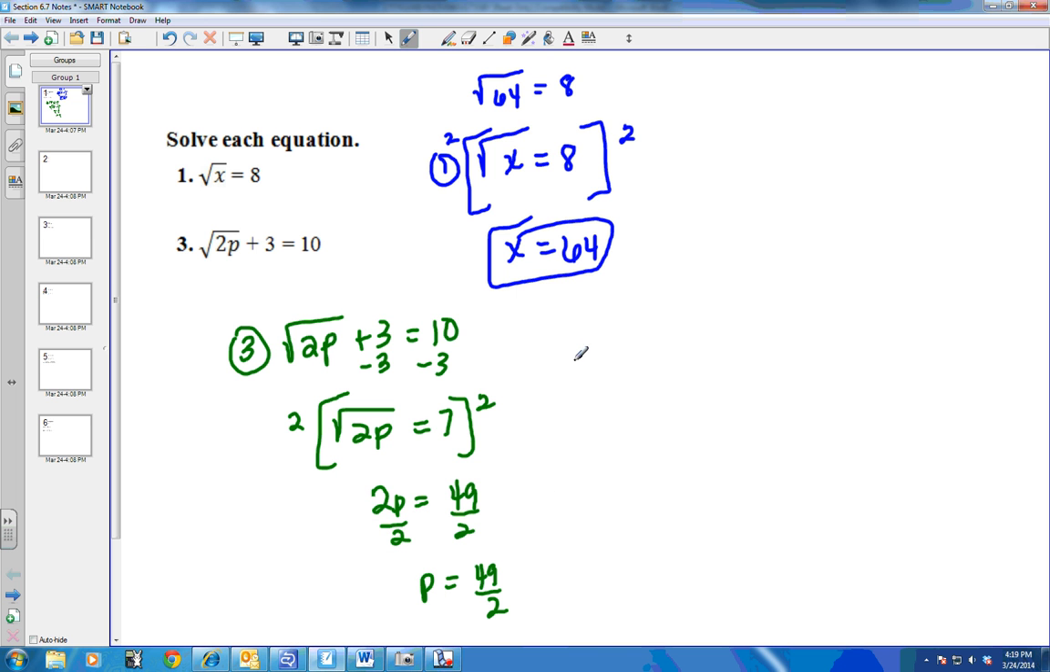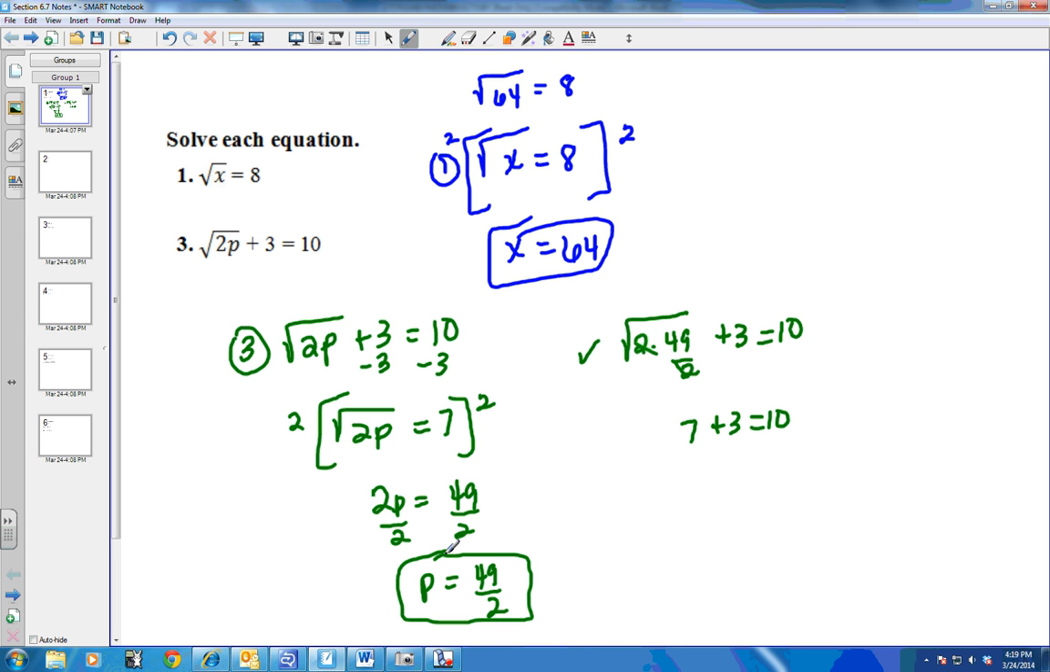Now, if I want to check it, okay, I'm going to take the square root of 2 times p, but p was 49 over 2, plus 3 equals 10. My 2's cancel, so I have the square root of 49, which is 7, plus 3 equals 10, and that's a true equation. So I know p equals 49 over 2.